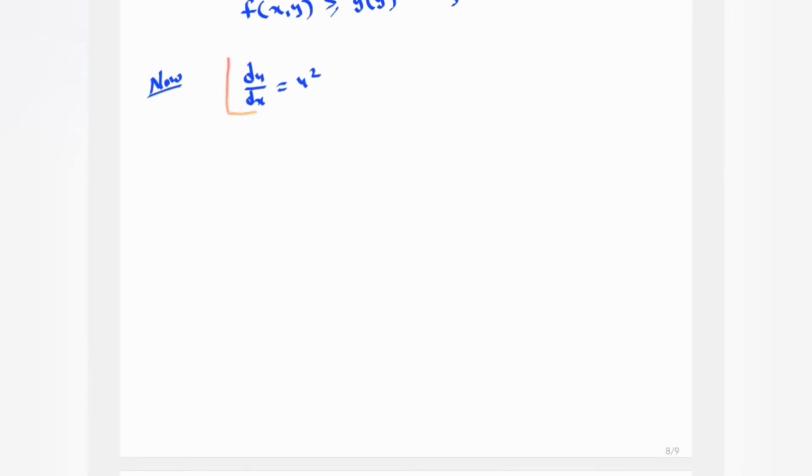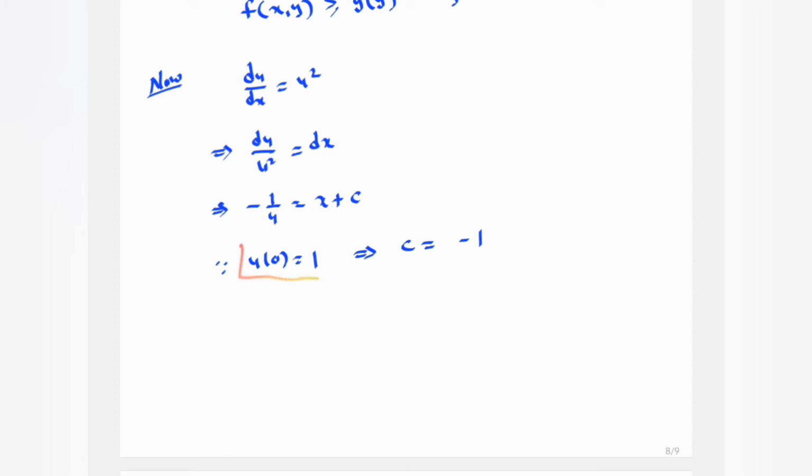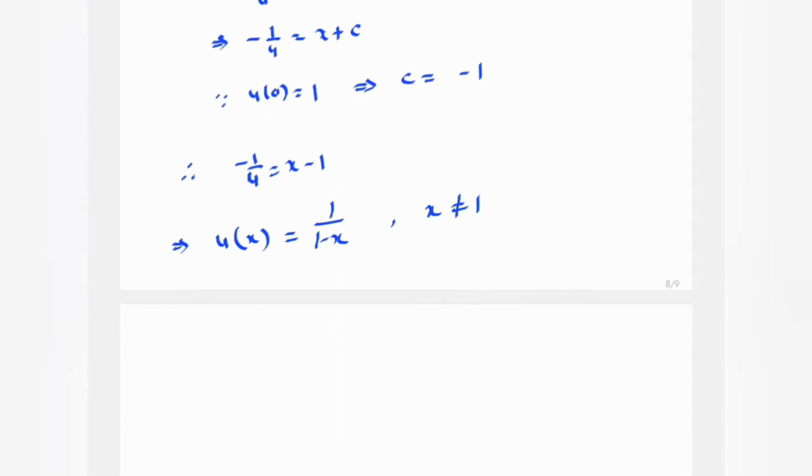Now consider the differential equation du/dx = u². By using the method of separation of variables, we arrive at -1/u = x + c, where c is the constant of integration. The condition is u(0) = 1. By using that condition, we get c = -1. So the solution is u(x) = 1/(1 - x).